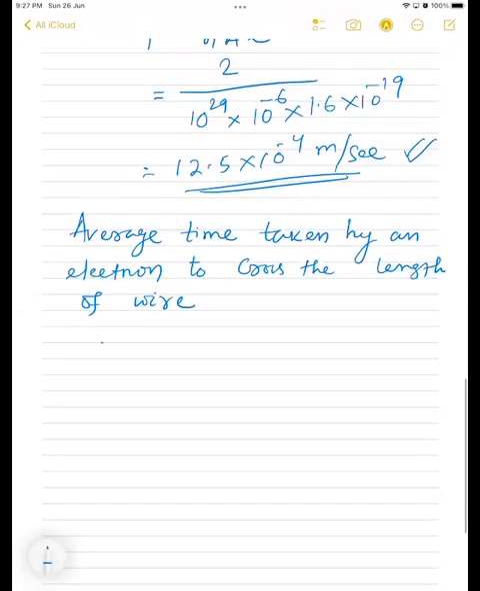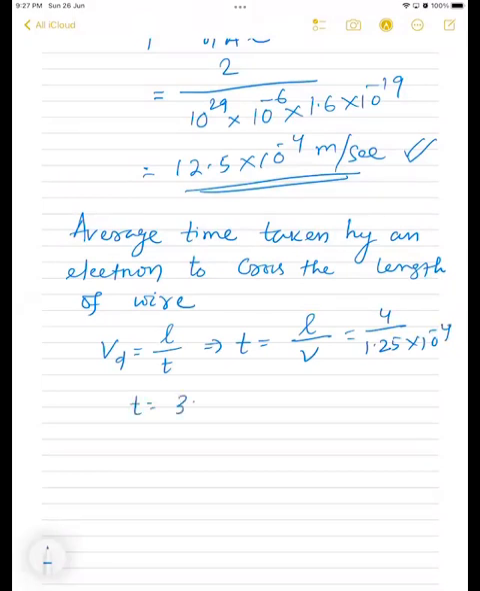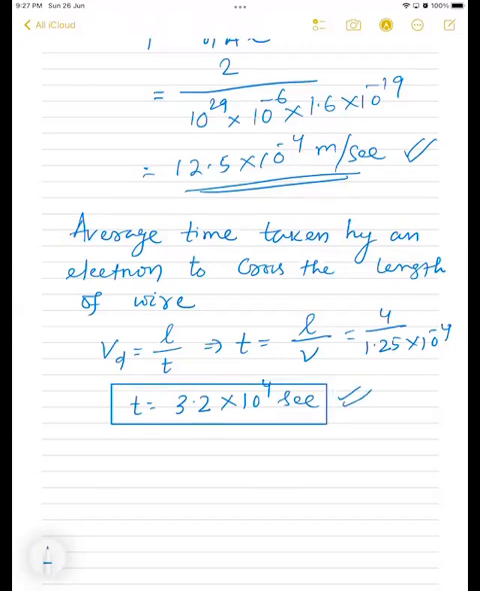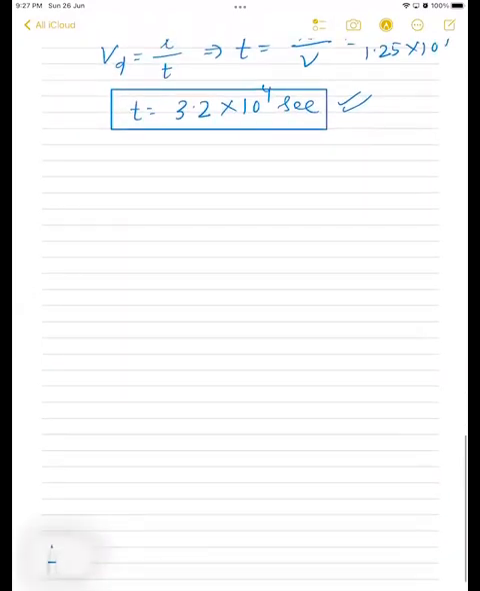That is, velocity is equal to distance by time. So you want to find time. Time is equal to distance by velocity. The distance is 4 meter and the velocity is 1.25 into 10 to the power minus 4. Yes or no? So by solving, you can get t is equal to how much? 3.2 into 10 to the power 4 second. All understood the question? Manaswini, Soumya, Narayan, Susri, Swastik, understood? Yes, sir. Very good.